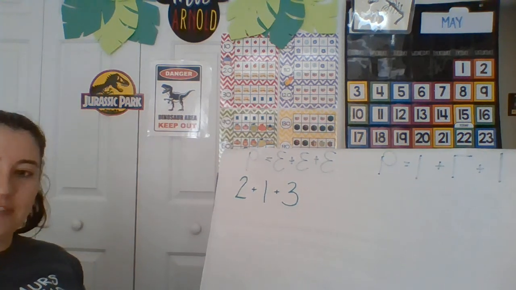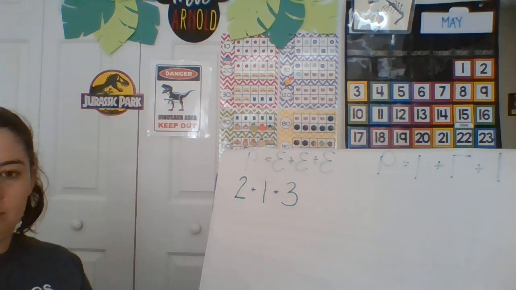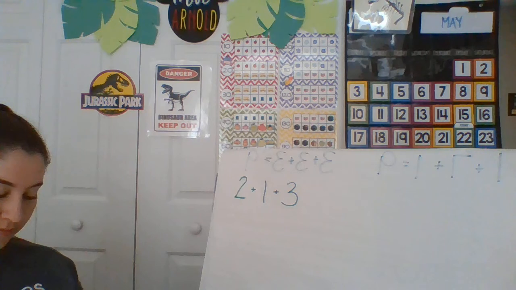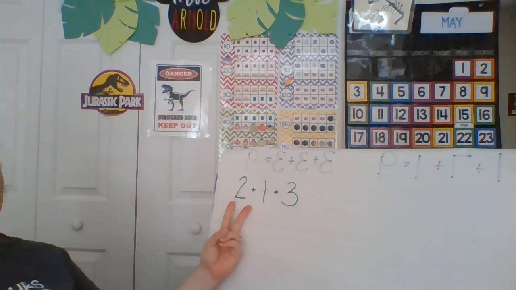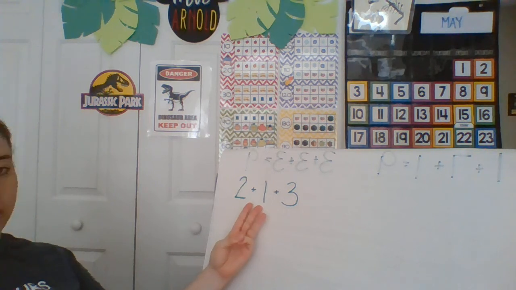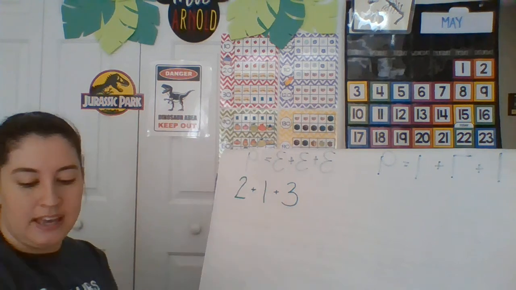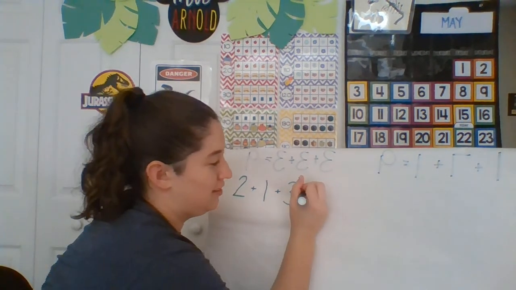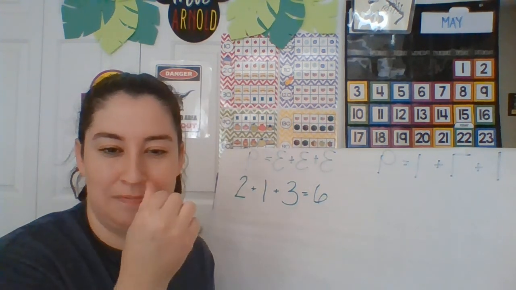I'll give you a second to solve that problem. If I'm using my fingers, I start with 2. I add 1 more. Then I'm adding 3 more. 1, 2, 3, making how much? 6. Fantastic.